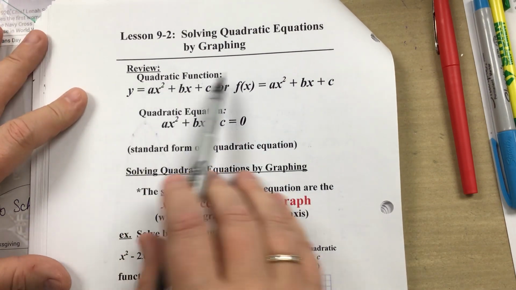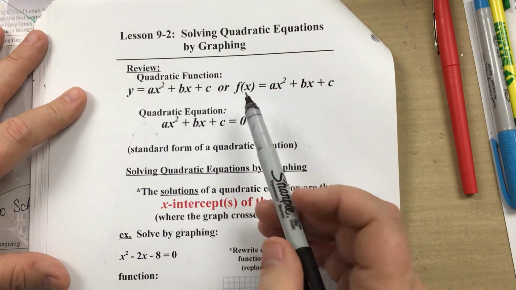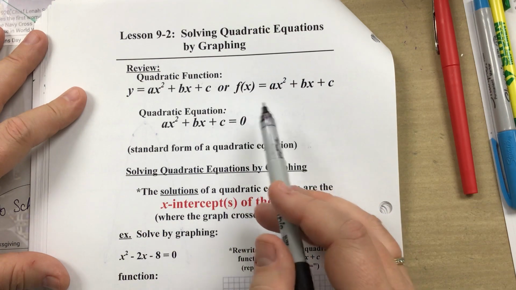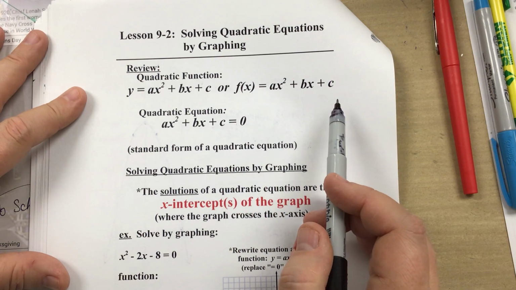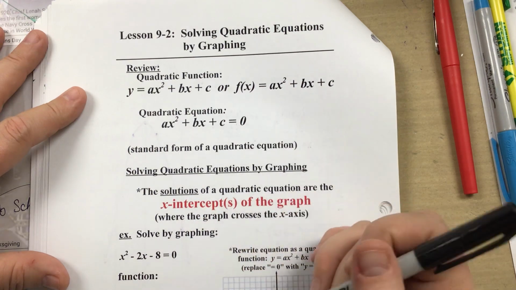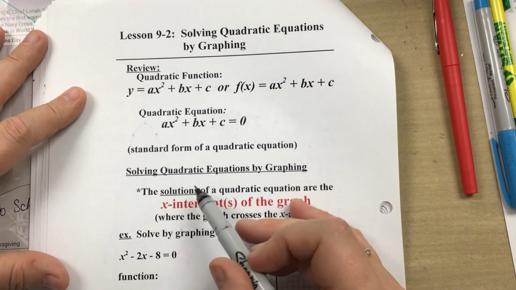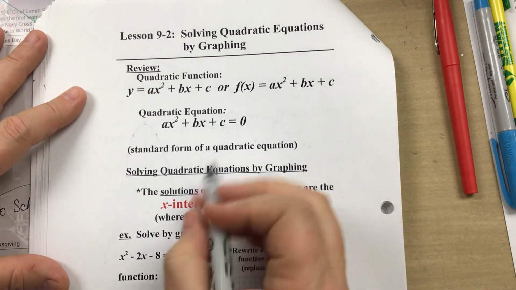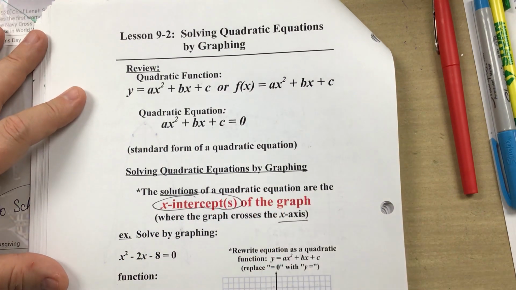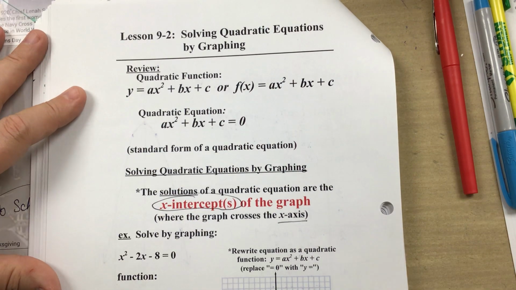As a quick review, the quadratic function looks like y equals ax squared plus bx plus c, or in place of y, you put f of x, that's function notation, equals ax squared plus bx plus c. And in a quadratic equation, if you set it equal to 0 and solve, those are your solutions. But when you're graphing them, the solutions are your x-intercepts. That's where the graph crosses the x-axis. So we're going to approach these today by graphing.